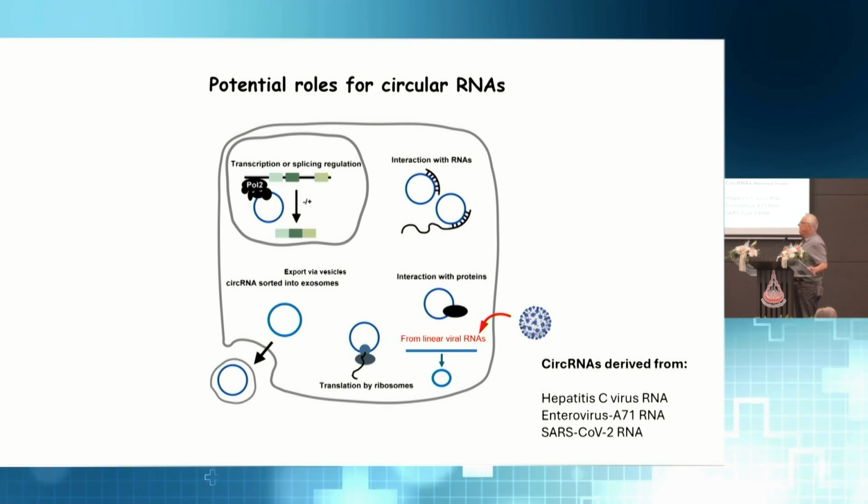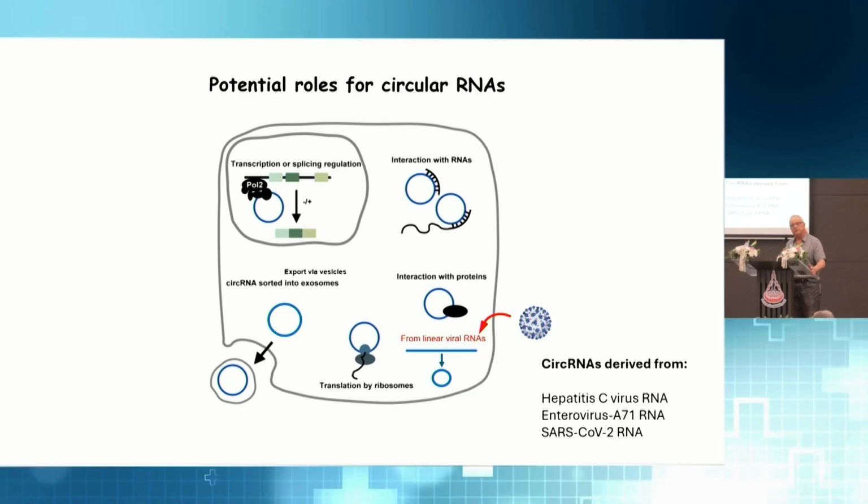So we asked the question, what happens when you infect cells with different viruses? And we have infected them with hepatitis C virus that also infects the liver, enterovirus 70A. Enteroviruses, as you know, is a very important virus in Asia, and also SARS coronavirus.